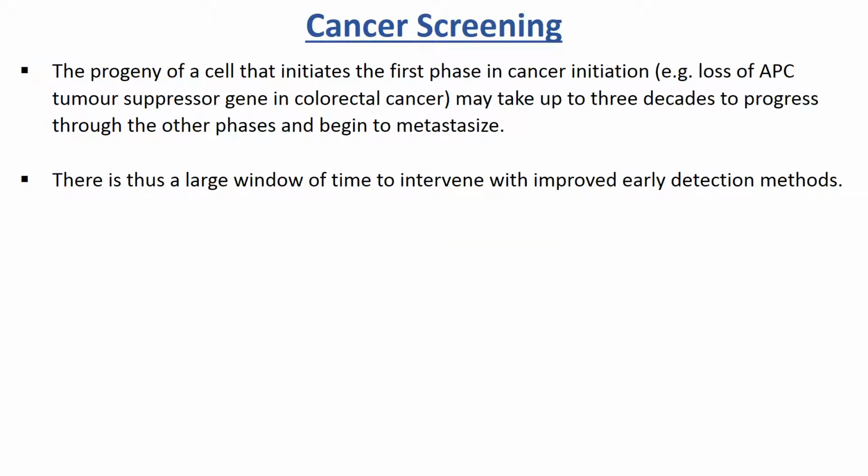We learnt in Unit 2 about the multi-stage nature of cancer and that the progeny of a cell that initiates the first phase in the formation of a cancer, such as the loss of the APC tumour suppressor gene in colorectal cancer, may take up to 3 decades to progress through the other phases and to begin to metastasize. This is extraordinary in that there is therefore a large window of time to intervene with early improved detection methods before the tumour can invade surrounding tissues and metastasize to other organs. As we know, tumours that have metastasized to other organs have a reduced survival rate compared to localized tumours.